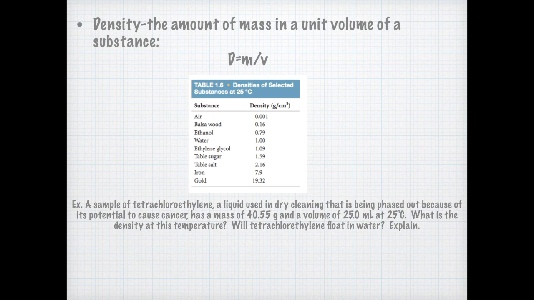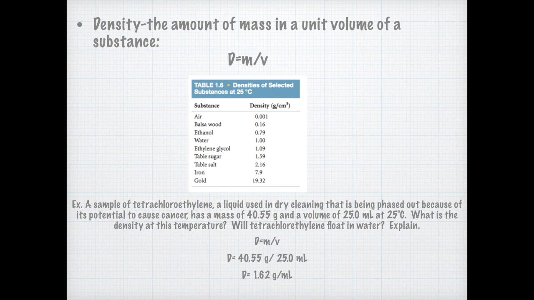So let's actually look at an example problem. It tells me that I have tetrachloroethylene, and it is a liquid that's used for dry cleaning, and it has a mass of 40.55 grams and a volume of 25.0 milliliters. It says, what is the density at this temperature, and will it float in water? Explain. So remember, the formula for density is mass divided by volume. Okay, I'm going to take the mass, which is 40.55, and divide it by 25.0. And so my answer, we will go over this in a future video, but just as review, because 40.55 has 4 sig figs and 25.0 has 3 sig figs, my final answer should have 3 significant figures. So my answer is 1.62 grams per mL.